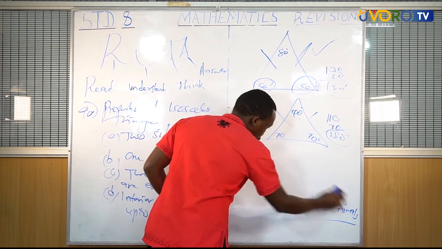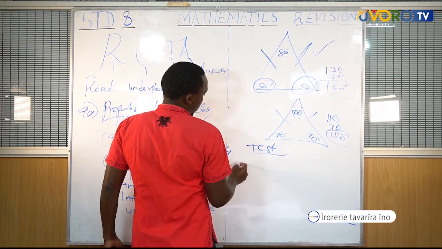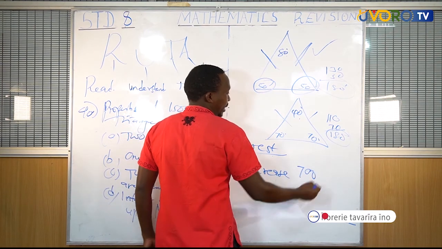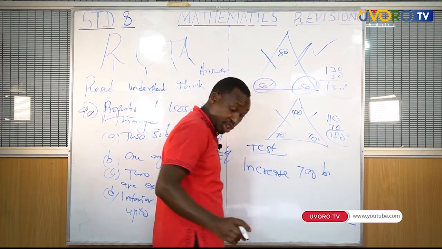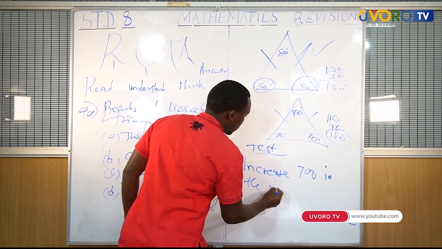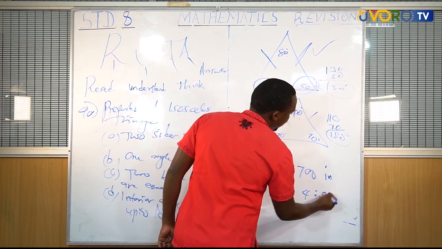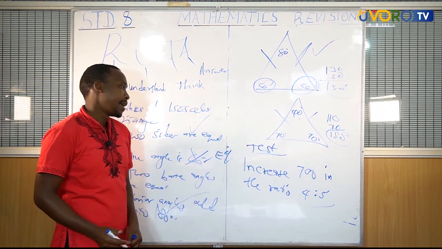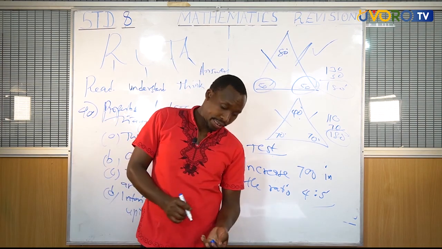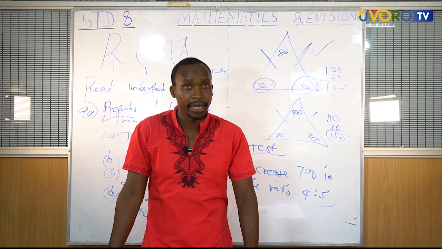I would like you to just do this sum for the test. Increase 700 in the ratio 4:5.